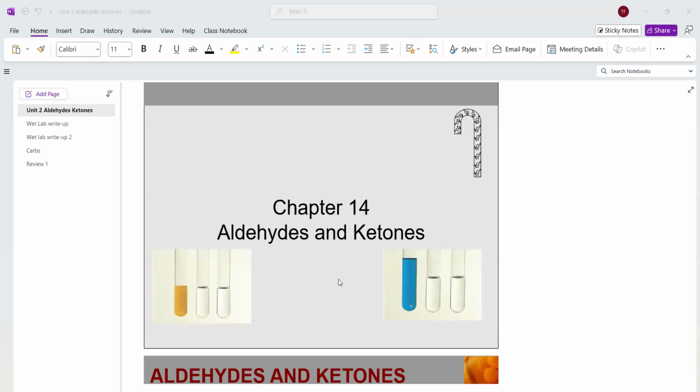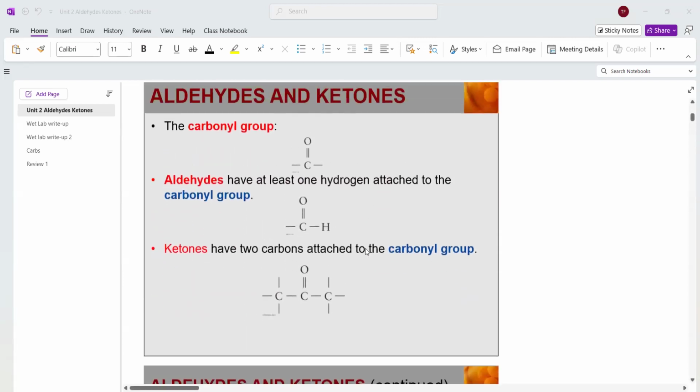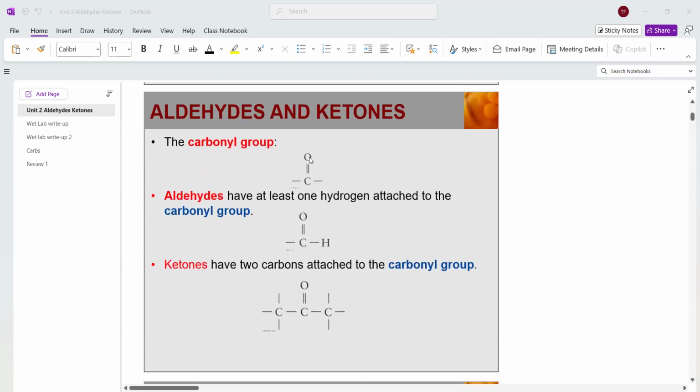Now, aldehydes and ketones are a double bonded oxygen and carbon, as opposed to alcohols, which is a single bonded oxygen and carbon. Now, there are two variations on this. Just like with alcohols, we had an OH, and then we had an ether, which was a COC.